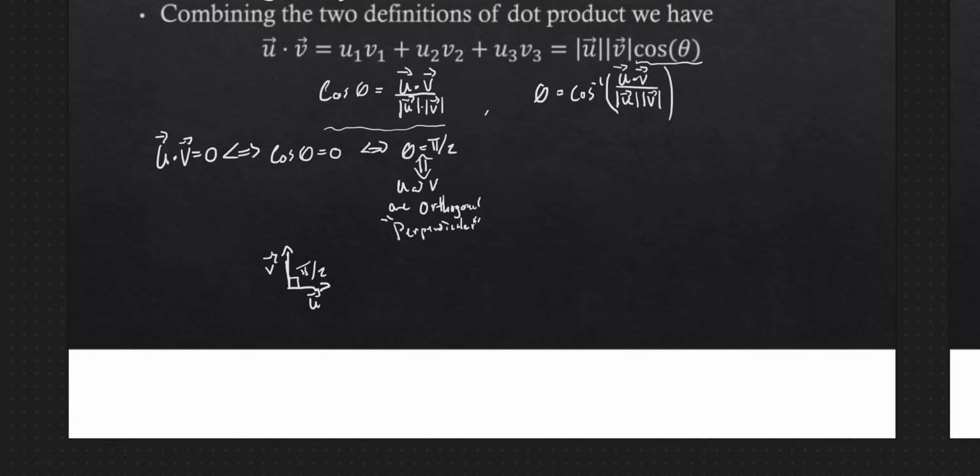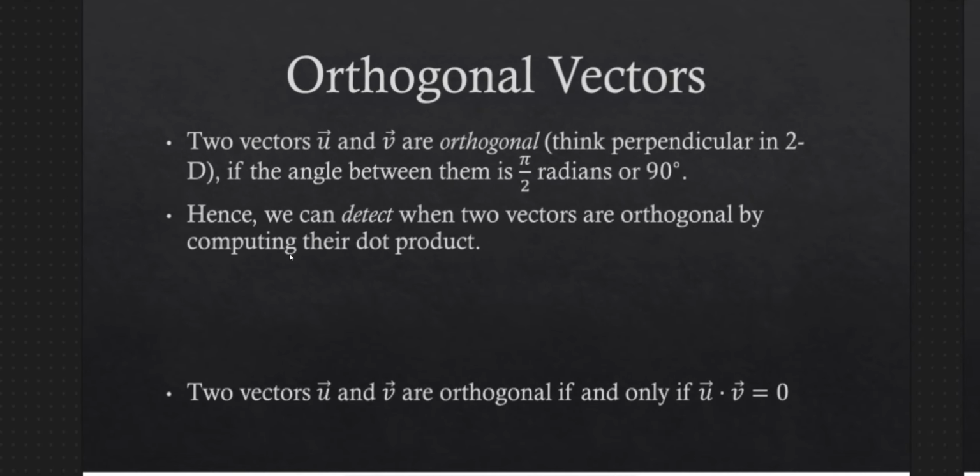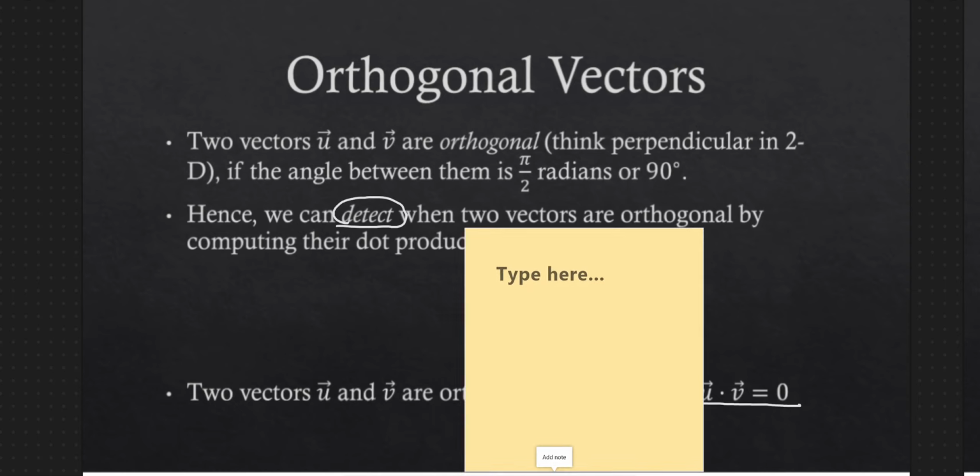So we have this connection. u and v are perpendicular or orthogonal in 3 dimensions if and only if their dot product is 0. That is, two vectors u and v are orthogonal if and only if u dot v is equal to 0. So if I take two vectors, compute their dot product, and it turns out to be 0, I know they're orthogonal, and vice versa. If I know two vectors are orthogonal, then I immediately know their dot product is going to be 0. So this is a nice detection method for when two vectors are orthogonal.